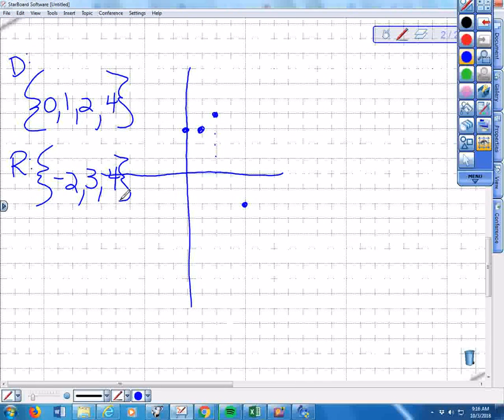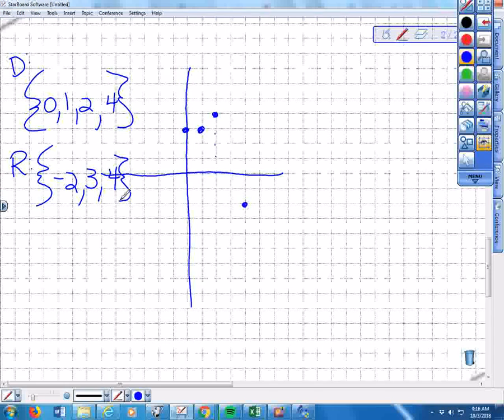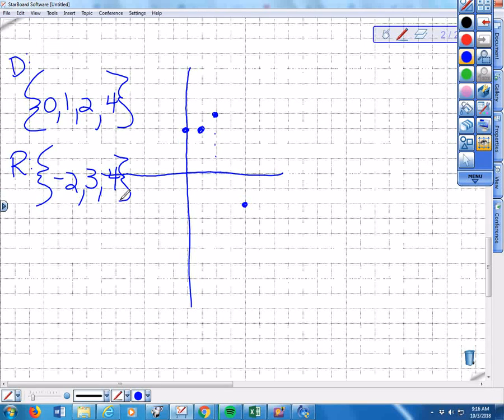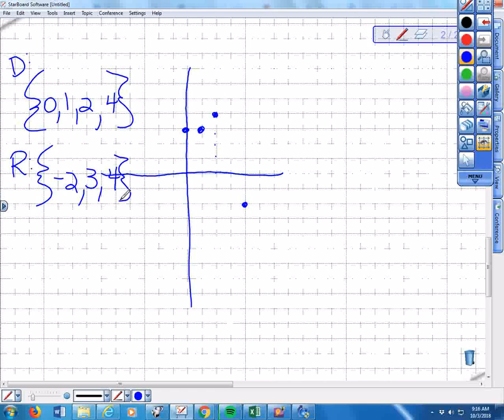Okay. The last part was determine whether it's a function. Yep. Okay. So the vertical line test. If I take a vertical line through each of these points, do I pass more than one point? No. It's only one point. So it is a function.